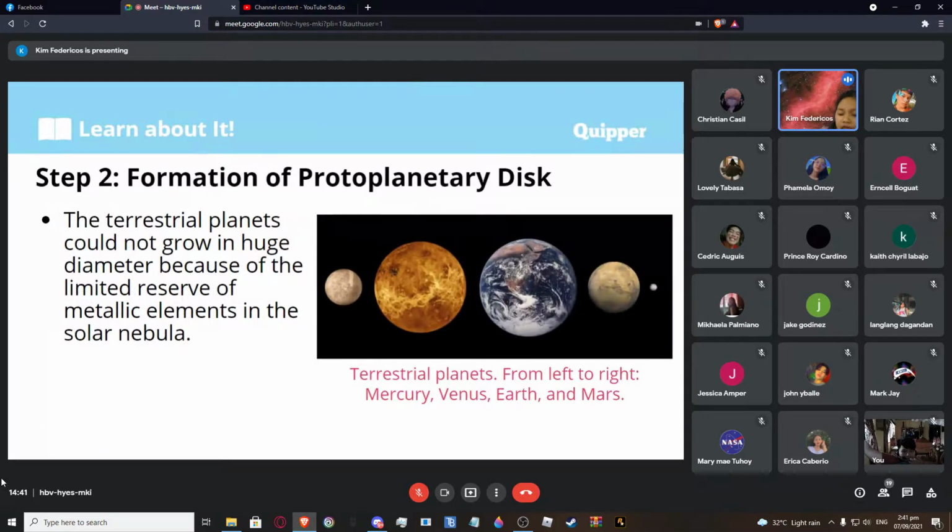Next is that the terrestrial planet cannot grow huge, dili sila modako, because the metallic elements are only limited, very small amount or very tiny lang kaayo ang metallic elements nga na-form sa solar system. So because of this, the terrestrial planet could not grow very large. Again, ang hinungdan nga dili siya makagrow very large is because the limited reserve of metallic elements sa atoang solar nebula.